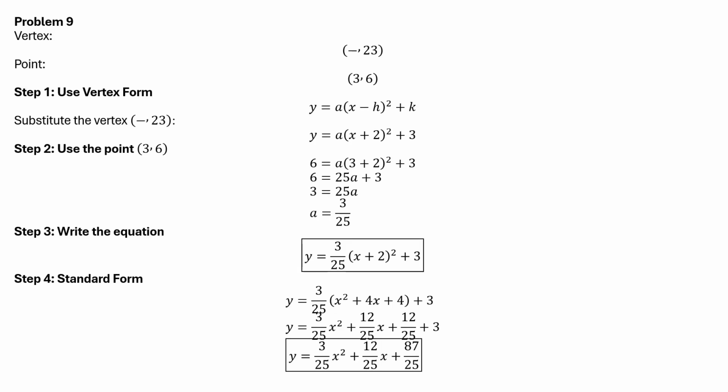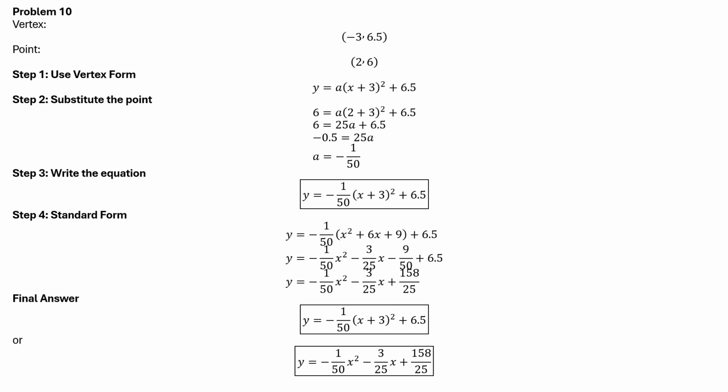We begin with the vertex form of a quadratic function. Substituting the vertex negative 2, 3 gives y equals a times x plus 2 squared plus 3. Using the point 3, 6, we find that a equals 3/25. Therefore, the quadratic function is 3/25 times x plus 2 squared plus 3.